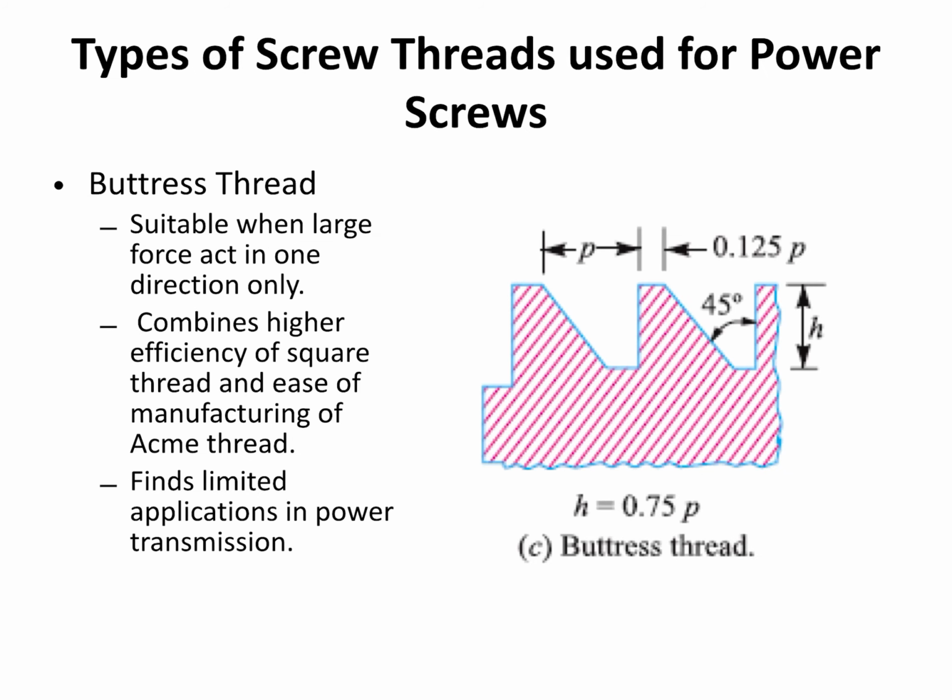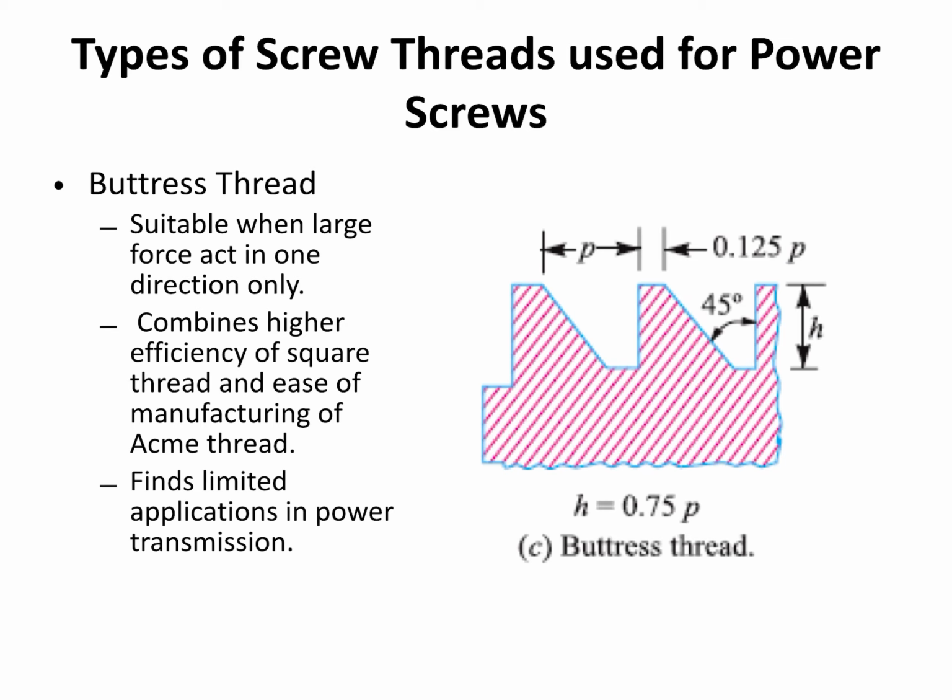And now the third type of thread profile which can be used is called the buttress thread. In this buttress thread, one side is vertical and the other is kept inclined. So it is a combination of, we can say, the Acme thread and the square thread, and that's why it has the advantages of both, the square thread and the Acme thread.